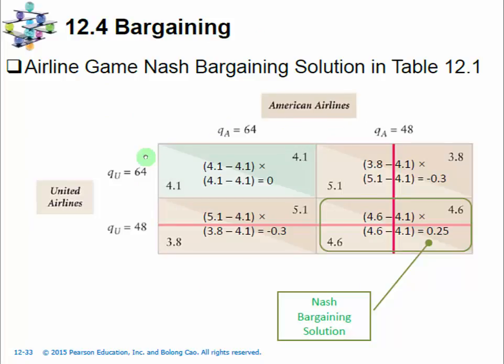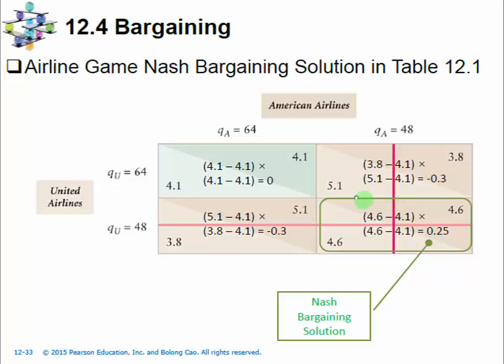Finally, let's talk about the Nash bargaining solution. The Nash bargaining solution is a very different concept from the Nash equilibrium. When two firms are bargaining, two parties are bargaining, they're actually engaged in a cooperation. So if somebody starts to bargain with you, it doesn't mean that they are not interested in the deal. They are very interested in the deal. The only thing you need to worry about is how to make the deal a better deal for yourself.